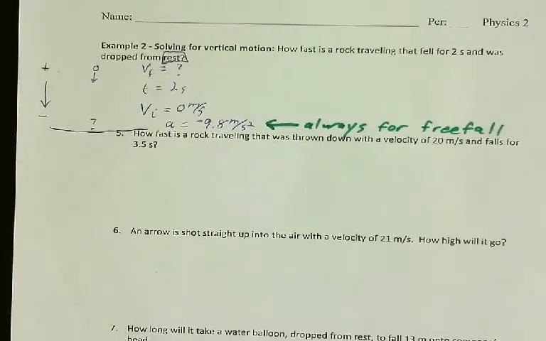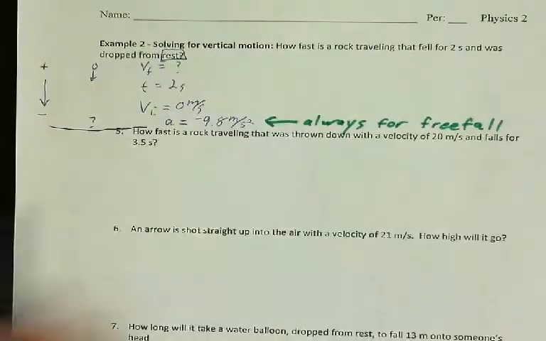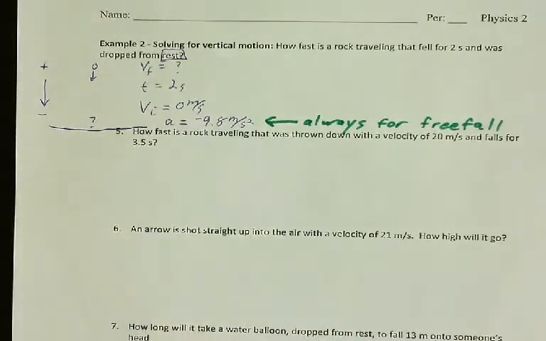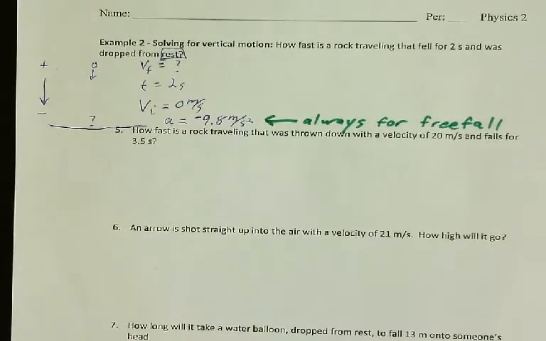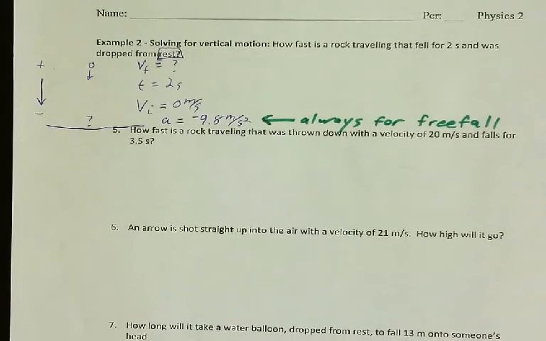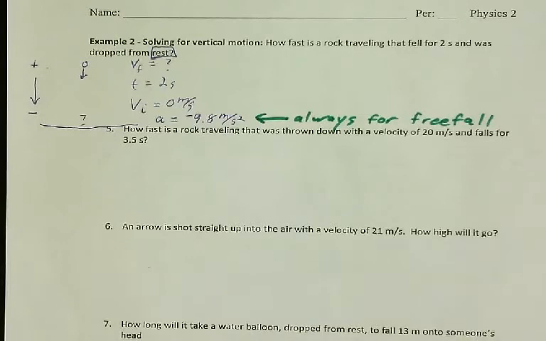For what it's worth, that's how I would have solved this problem normally. I would make down positive, and then this would be a positive 9.8, and I'd get a positive answer. It's not a big deal. You're going to get the same answer in the end. But if you decide to flip the direction, I need to know. So this is the way I'll assume: down is negative, up is positive.